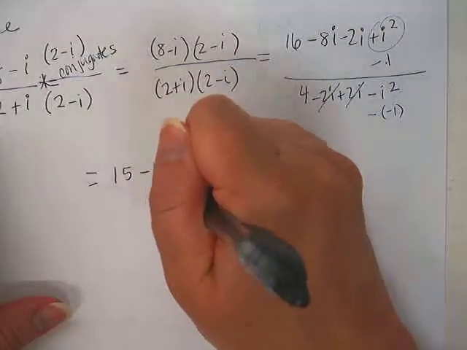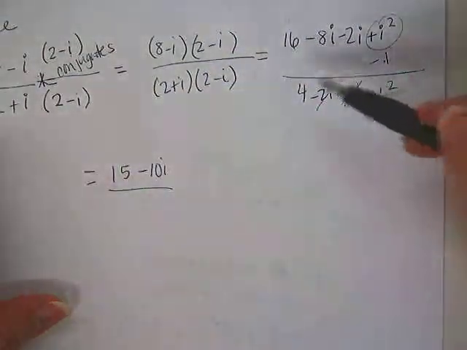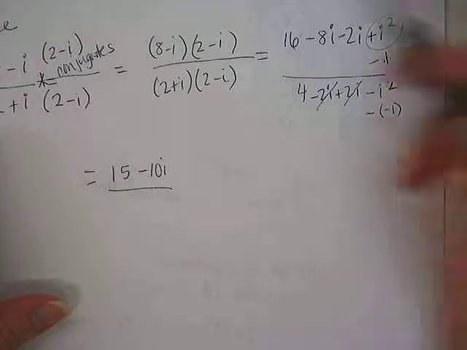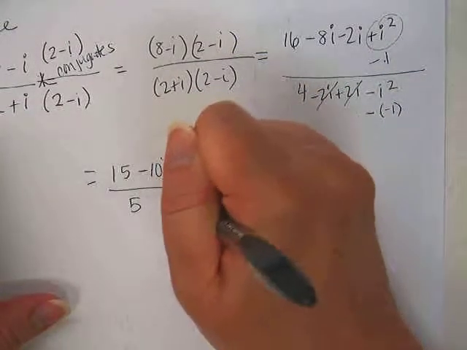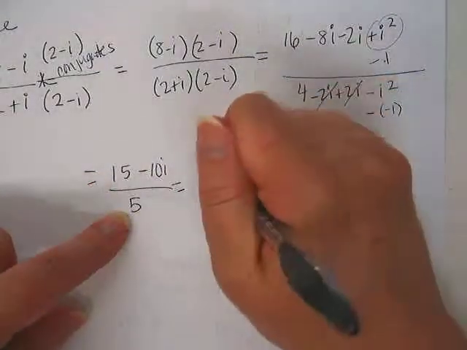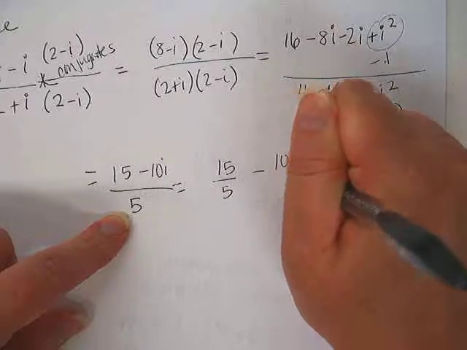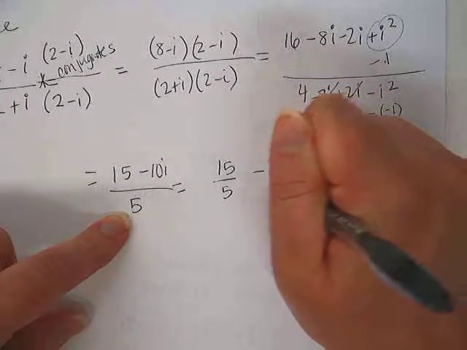Okay, so then we have 16 minus 1, because the i squared turned into a negative 1. So 16 minus 1 is 15. And then negative 8i minus 2i would be negative 10i. And 4 minus a negative 1, because the i squared turns into a negative 1, is 4 plus 1, which is 5.